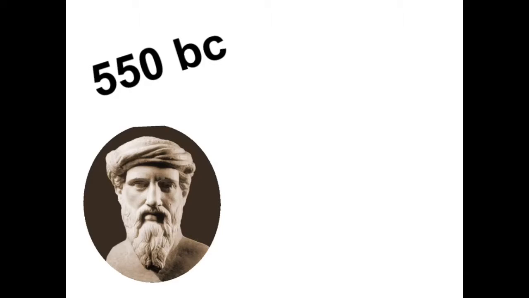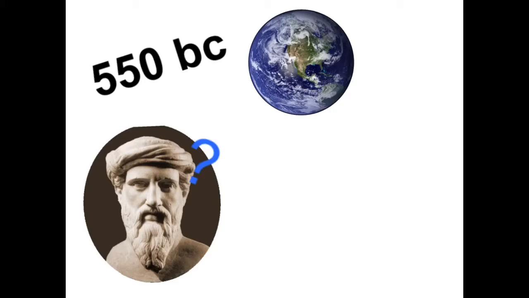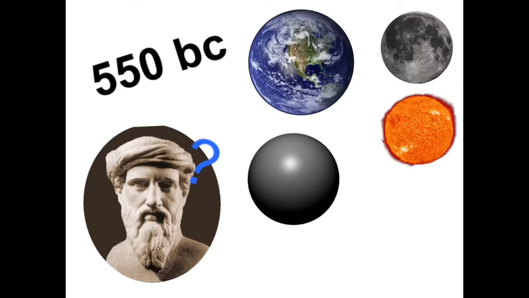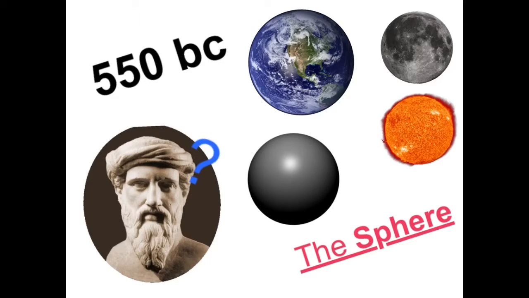Around 550 before Christ, a famous mathematician called Pythagoras started the questioning of how the Earth was formed. As he saw the moon and the sun circular shaped, he thought the Earth may have a three-dimensional circular shape as well. This was where the discovery of the sphere started.